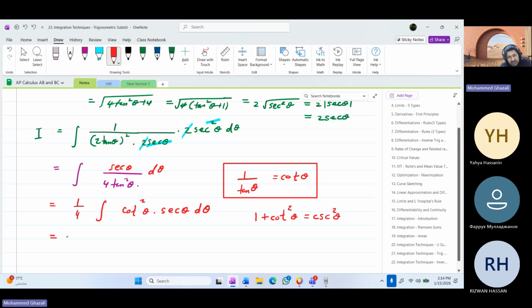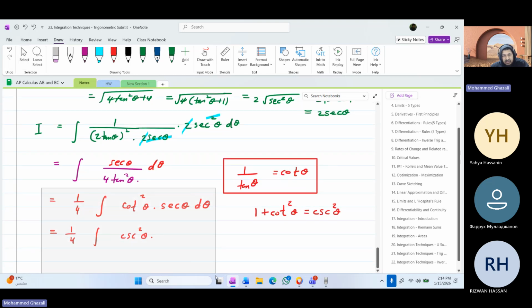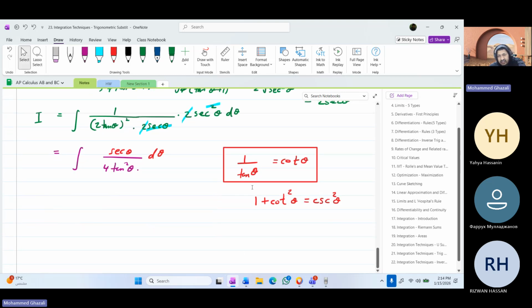So let's do this. Quarter integral of 1 plus cot squared, that is cosec squared theta. This is just cosec squared theta times sec theta. No, we're not getting anywhere. We've got to try some other technique. Let's convert everything into sine and cos, right? We're not going anywhere with this.